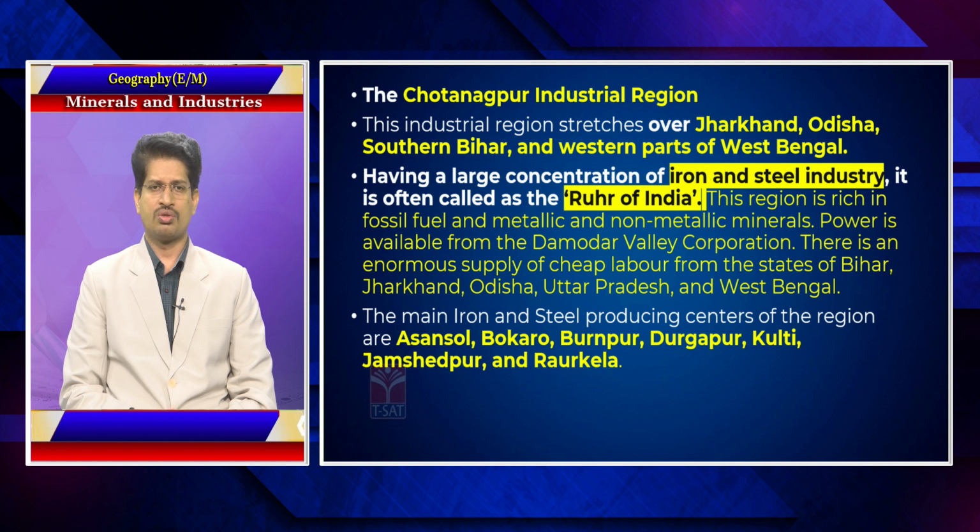The reason behind it is that Ruhr is a place in Germany which is an industrial region. Because it has developed on the basis of the model of the Ruhr of Germany, we call this the Ruhr of India, extending into these different regions. The main iron ore and steel producing centers of this region are Asansol, Bokaro, Durgapur, Kulti, Jamshedpur and Rourkela.